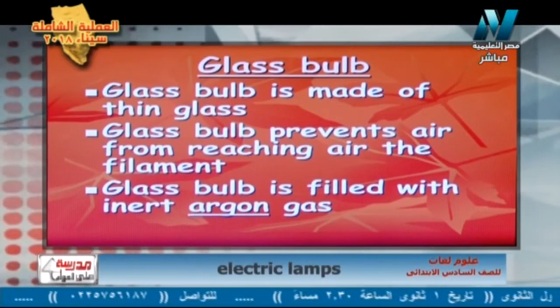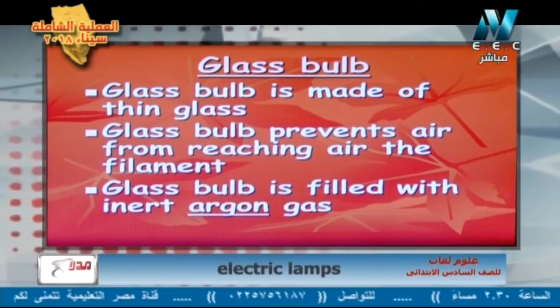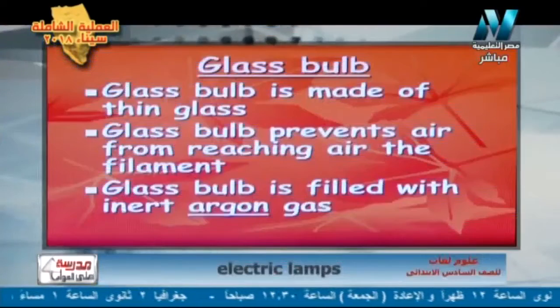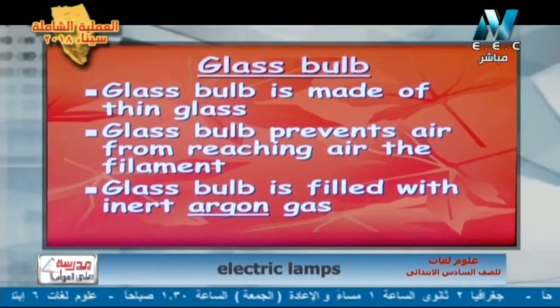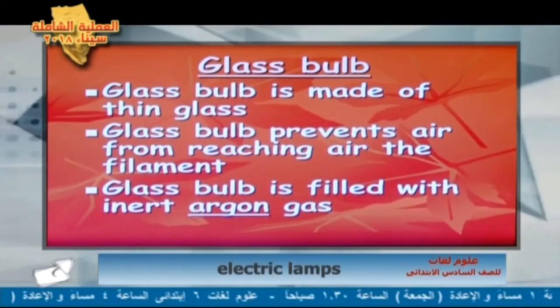The glass bulb is filled with what? With inert argon gas, which is an inert gas, that prevents burning or combustion. So what happens if I put another gas, such as oxygen, inside the lamp? The lamp will not light and will not give out light because the tungsten filament will burn. So again, the function of the argon gas is to prevent the burning process.